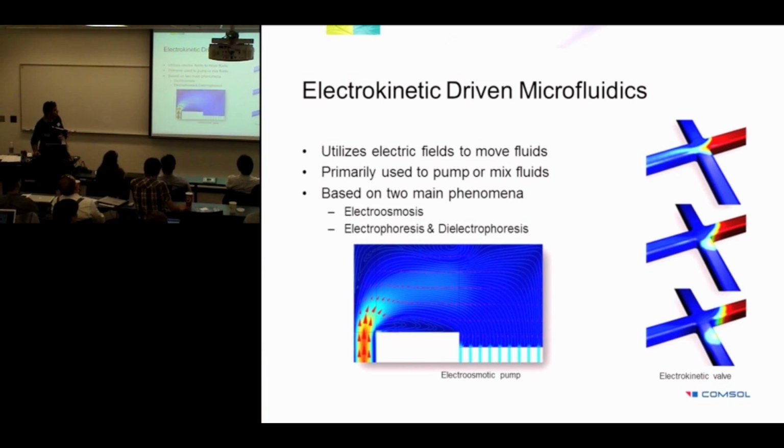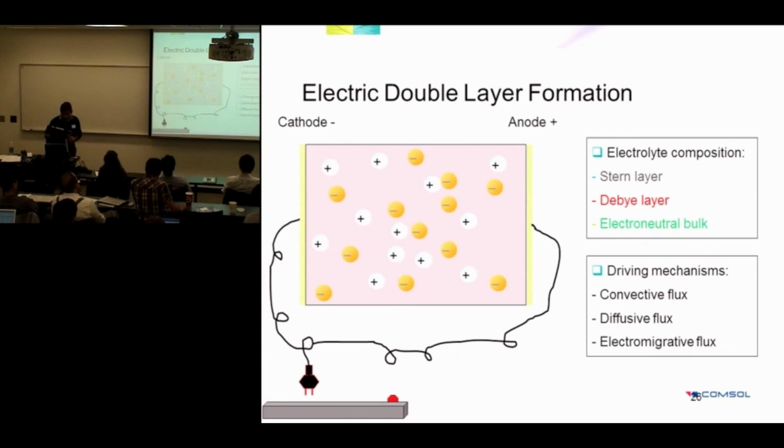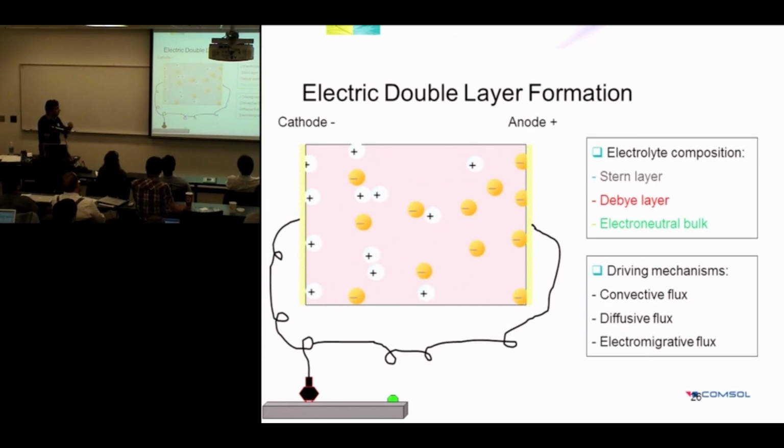So there are broadly two phenomena which we are talking about. One is electroosmosis, and the other one is electrophoresis, and also dielectrophoresis. So these are the main phenomena which could be used in different ways within a microfluidic system. Let's go through some of the details about what exactly happens. Suppose you have some electrolyte composition with certain charges, and you provide some kind of charge to your cathodes and anodes. Some of the opposite charges will be attracted towards the cathode, and similarly for the anode.